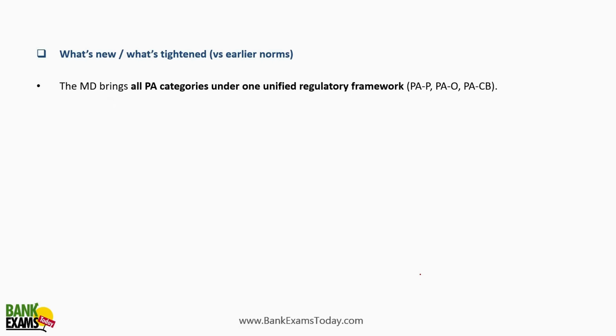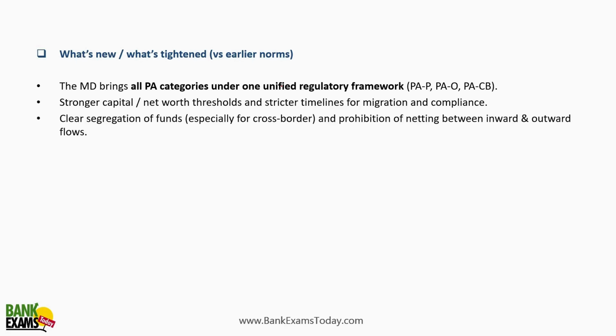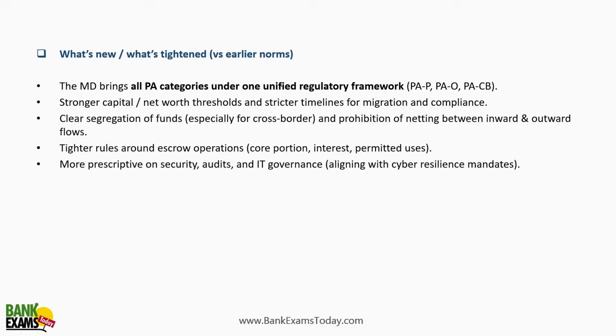So what is new under this guideline? This master direction brings all the payment aggregator categories under one unified regulatory framework. There are stronger net worth requirements, 10 crore rupees at the time of application and 25 crore rupees within 3 years. Clear segregation of funds for cross-border transactions, the inward and the outward transactions. I mean, netting is not possible. Tighter rules for escrow operations, right? The non-bank payment aggregators should keep the money in an escrow account.